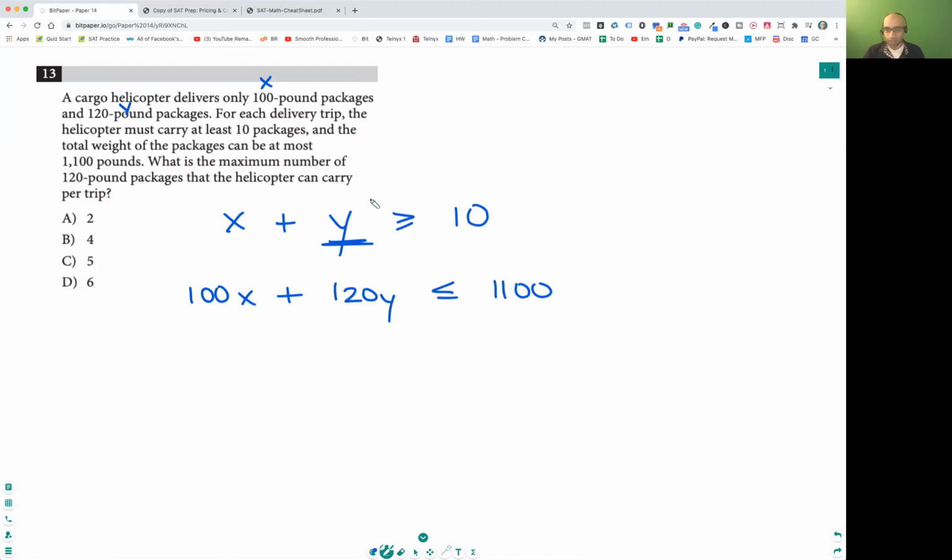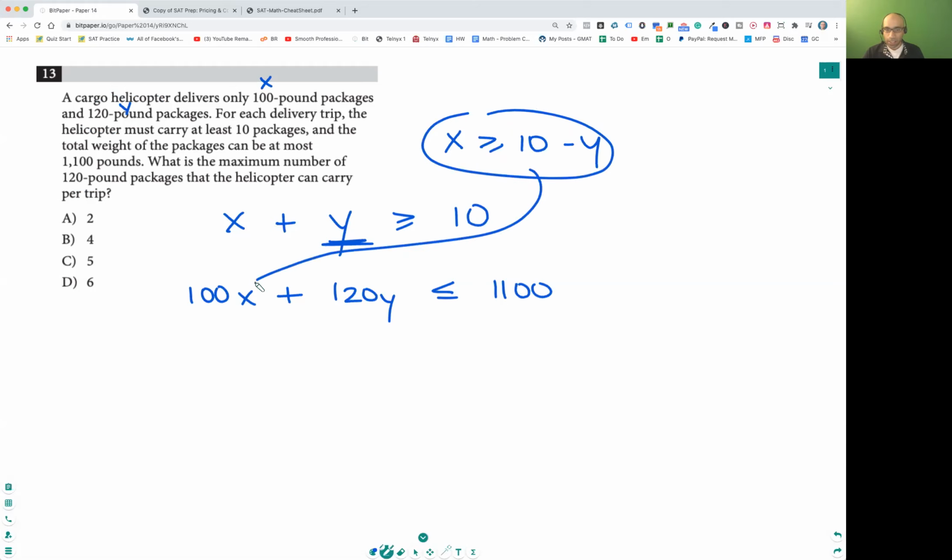So a variety of ways of solving this. One way is because you're solving for y, you're going to find out what is y over here. Y is 10 minus x, okay? And you can kind of even take this to be equal and then substitute it over here. Sorry, you're solving for y, so you're going to find out what is x, right? 10 minus y, and then you substitute this right in here, okay? So let's do that real quick. 100 times 10 minus y plus 120y, okay?